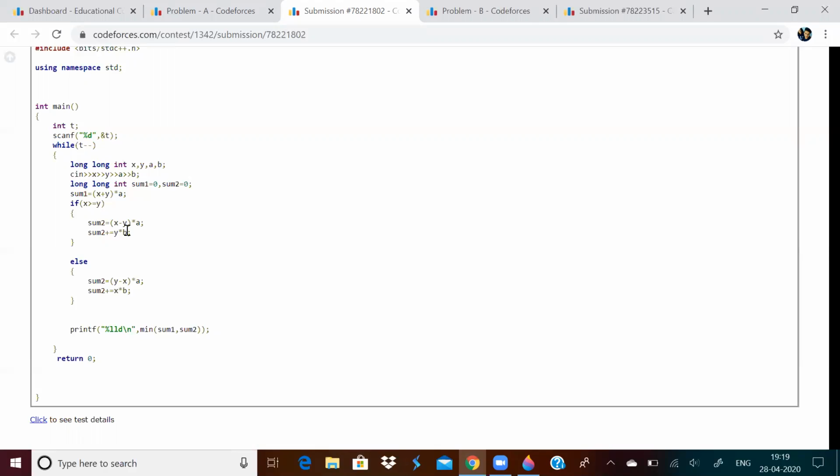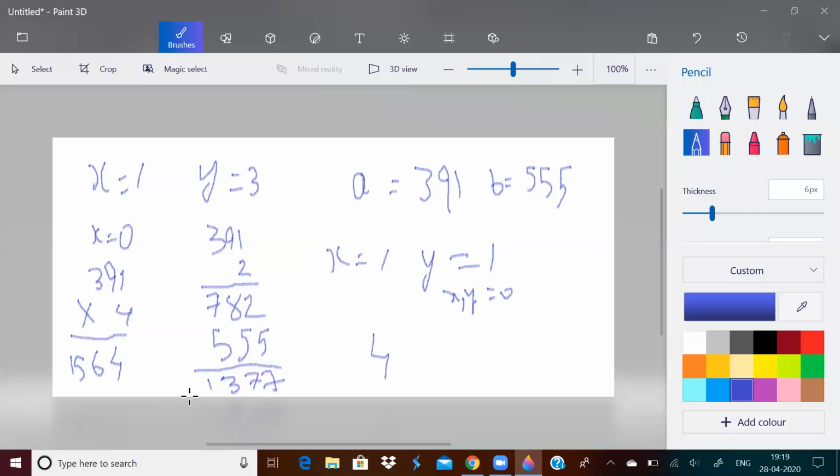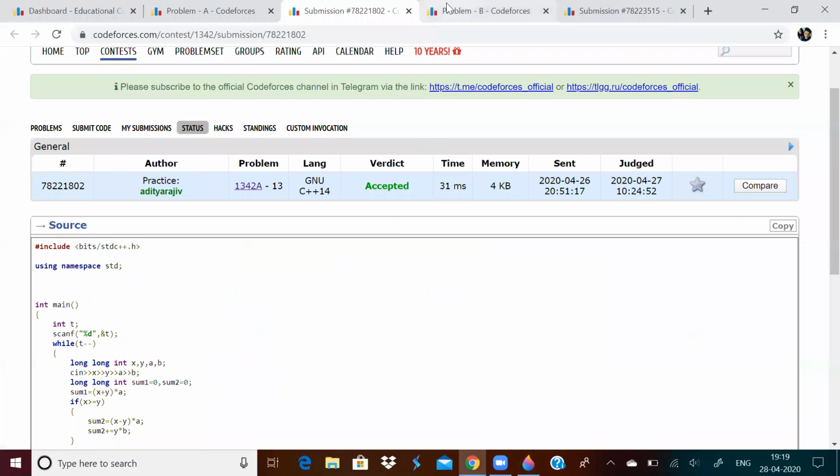And similarly, if y is greater than x, I will bring y to x by using $a. How many times will I do it? y minus x times, and the total amount will be the number of times into $a. And in the end, I will print the minimum of both the sums. Basically, the minimum of this sum and this sum is this. So in my code, the minimum will be printed. So that was the first one.